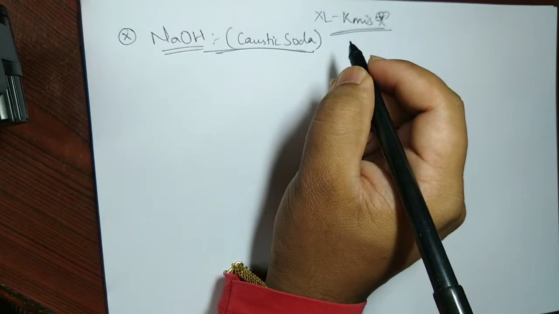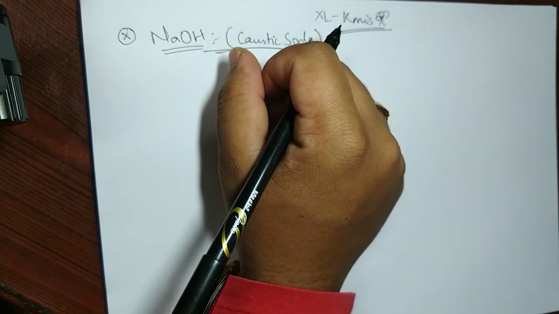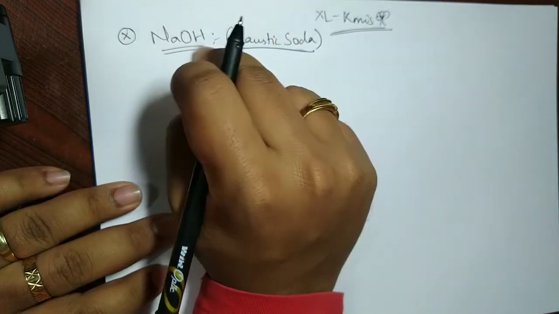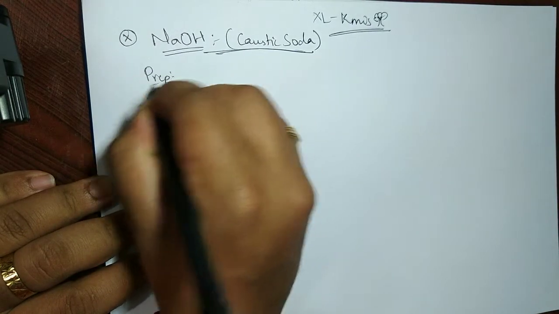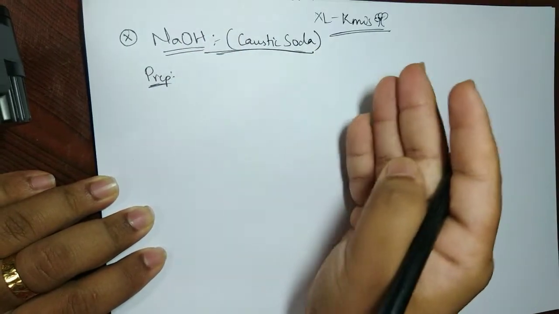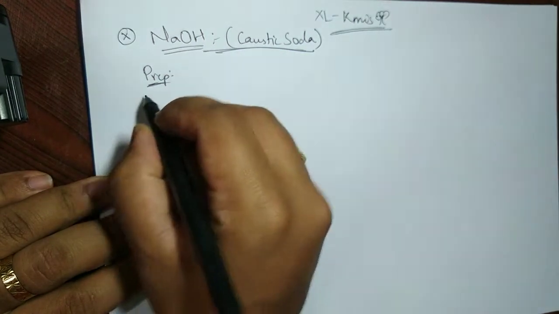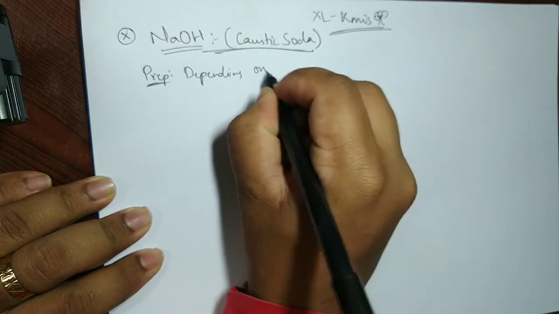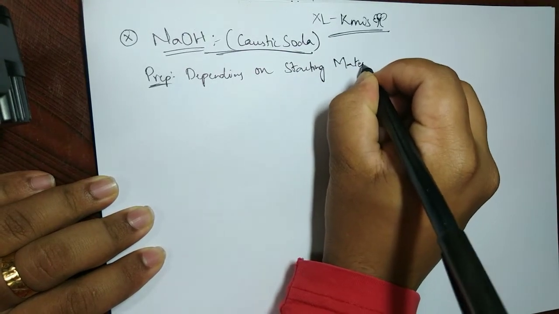As usual, the same methods of study, that is preparations, properties, uses. And if there are any miscellaneous reactions, we'll see those. So first, NaOH preparations. When I talk about preparation, we can prepare the caustic soda, that is NaOH, depending upon the source material or the starting material. What do I mean by depending on starting material?